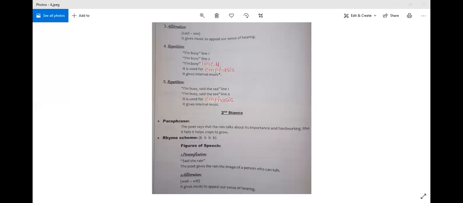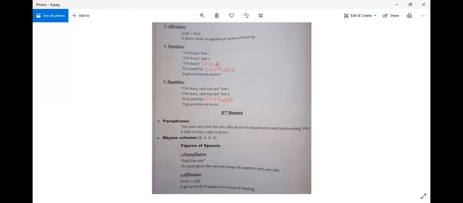Okay, so do we have a repetition here? Something is repeated? Yes, I am busy, line 1. Line 1, okay, but lines 2 and 3 we don't have it, line 4 we have. So this needs to be corrected. I know that the booklet has things like this, but you need to correct it right now with me.